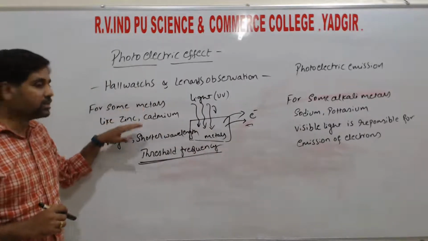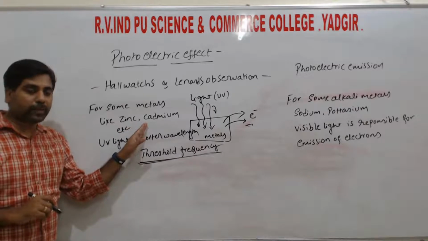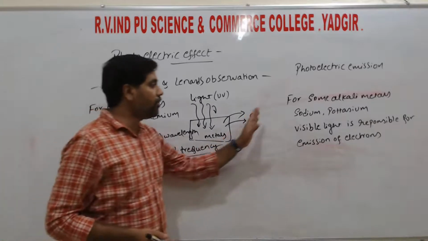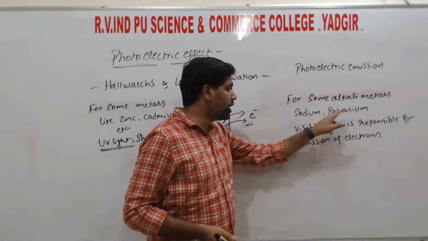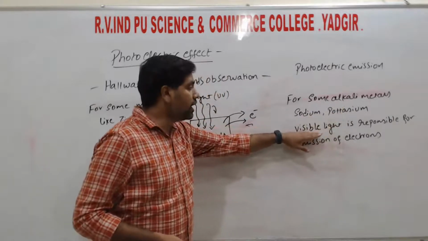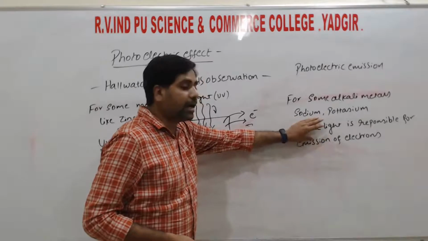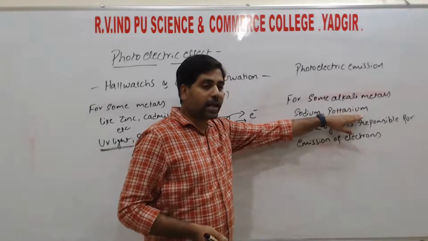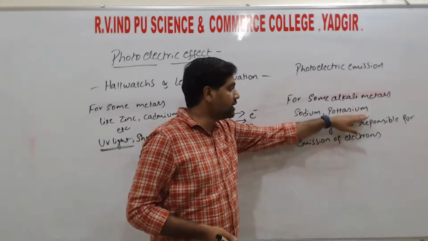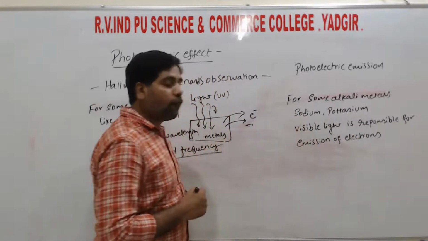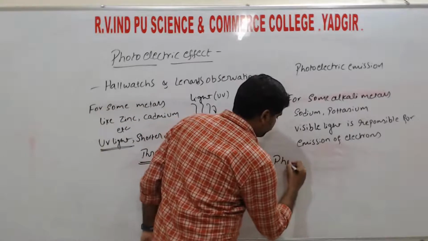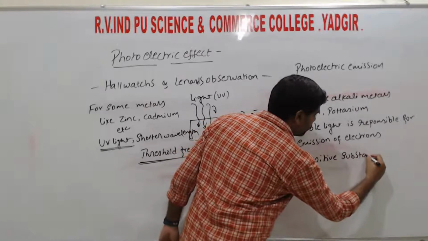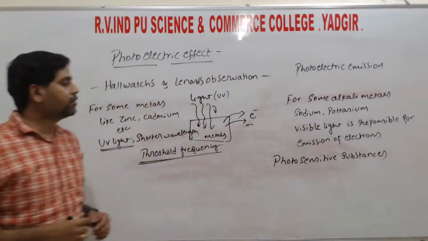So for few metals such as zinc, cadmium, etc., the UV light of shorter wavelength is responsible for the emission of electrons. In a similar way, they found that some alkali metals such as sodium, potassium are sensitive to visible light. That is, when visible light, normal light, falls onto these types of substances, the electrons are emitted from these surfaces. Hence, these substances are called photosensitive substances, right?